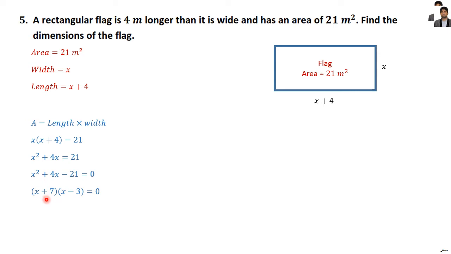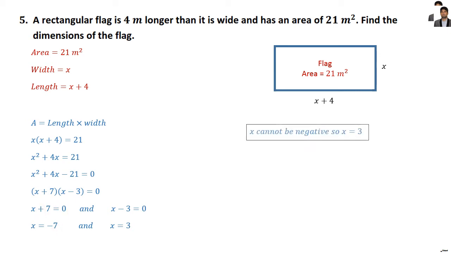So we check: 7 times minus 3 is minus 21, and 7 minus 3 is 4. x plus 7 is equal to 0, and x minus 3 is equal to 0. We'll get two values: x is equal to minus 7 and x is equal to 3. Move 3 to the right, plus 3. Move 7 to the right, minus 7.